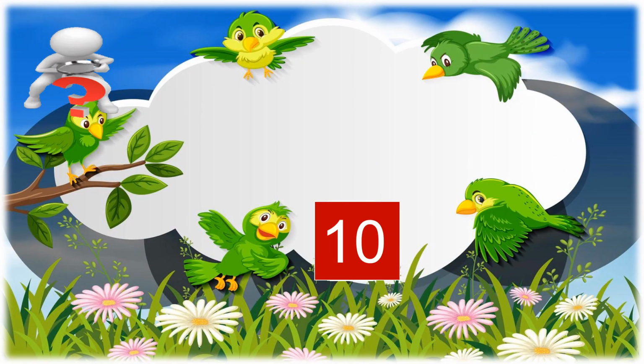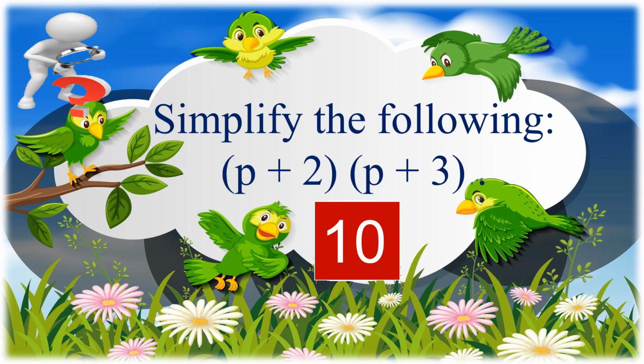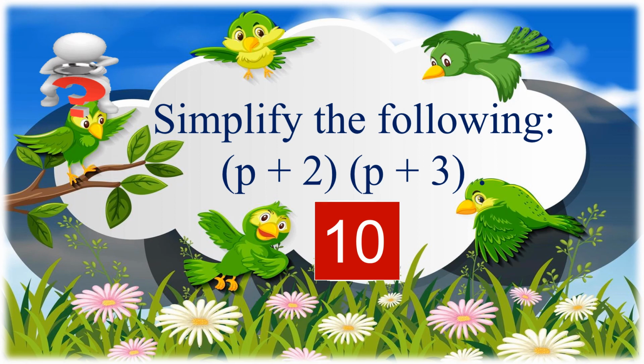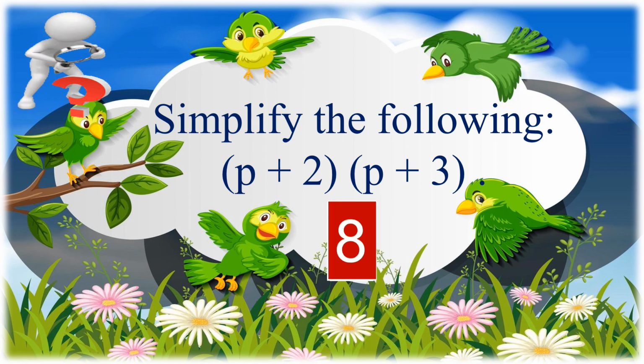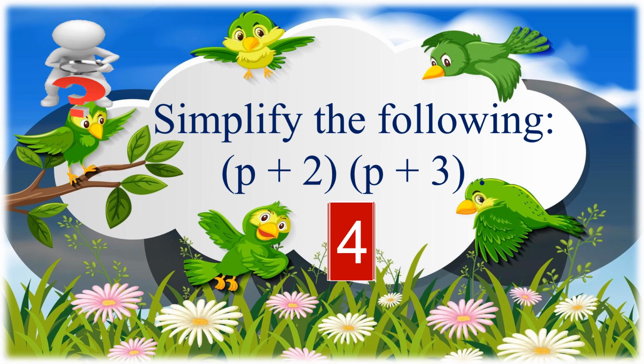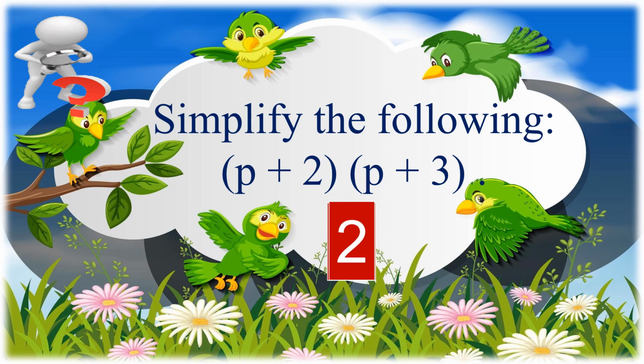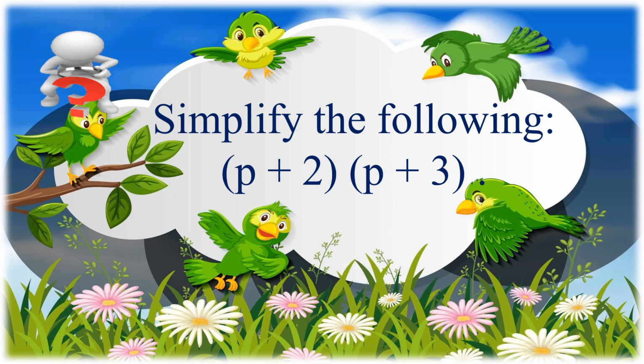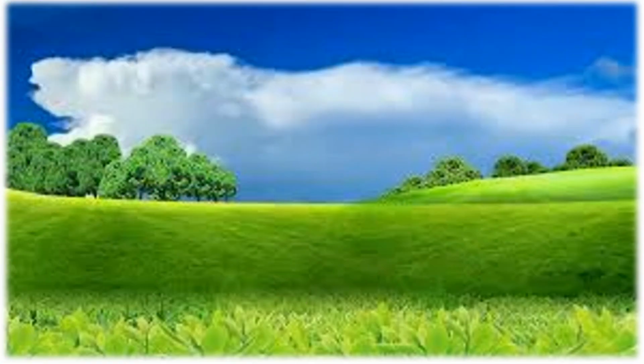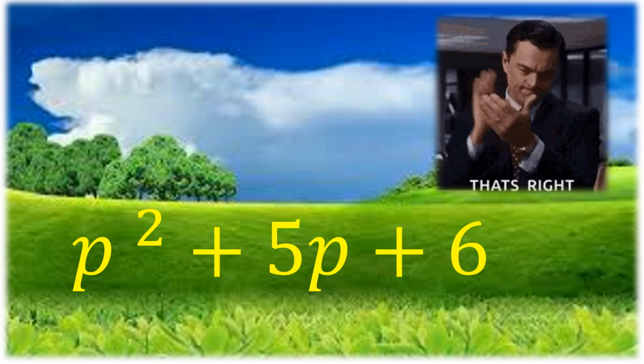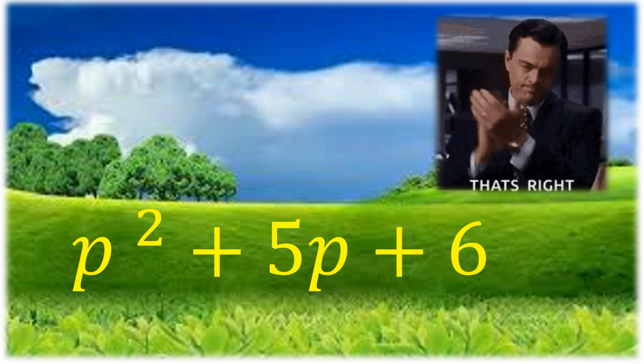Now let us have another one. I will give you 10 seconds to answer this one. Let us read all together. Simplify the following: p plus 2 times p plus 3. Timer starts now. Time is up. What is your answer? That's right. The answer is p squared plus 5p plus 6.